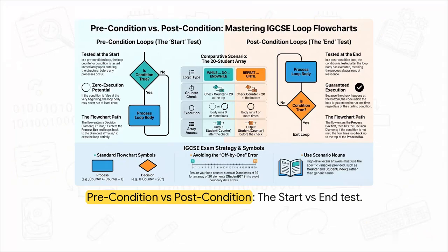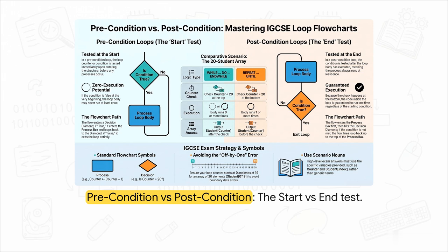Let's talk about loop flowcharts. There is a massive trap here for students, and it's mixing up precondition and postcondition loops. A precondition loop, like the while-do loop, tests the condition at the very start. Because of this, it has what we call zero execution potential, meaning if the condition is false right off the bat, the loop body might literally never run.